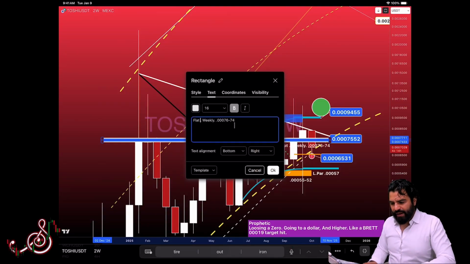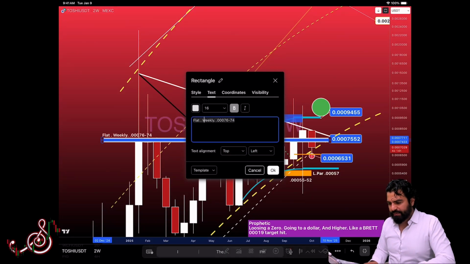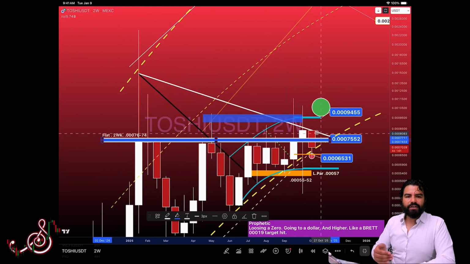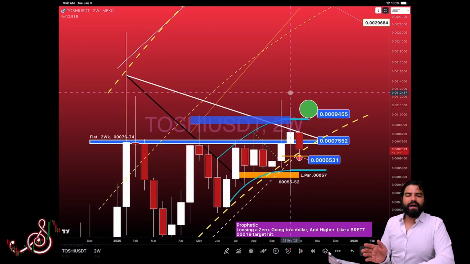It already has the flat weekly keyword, but we're going to move it to the left, to the top. And I'm going to put now 2 week instead of just weekly. We're just going to add 2WK. So you guys remember, and that's about the range. So this is a good close. Last week it was a great close in the last 2 week session, which is about half a month.